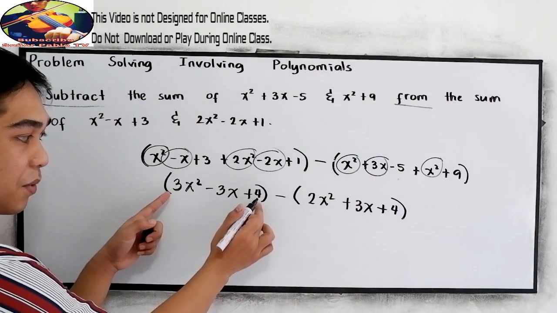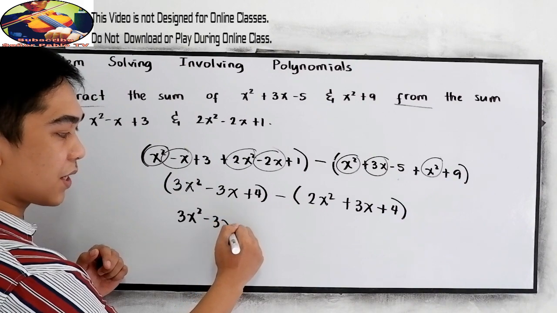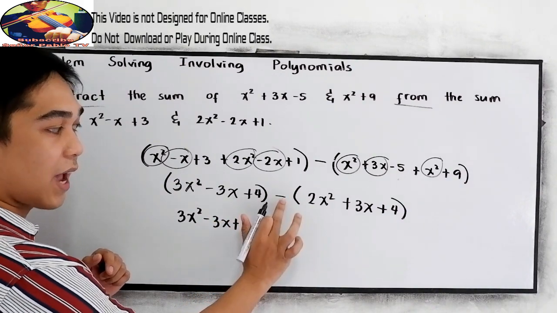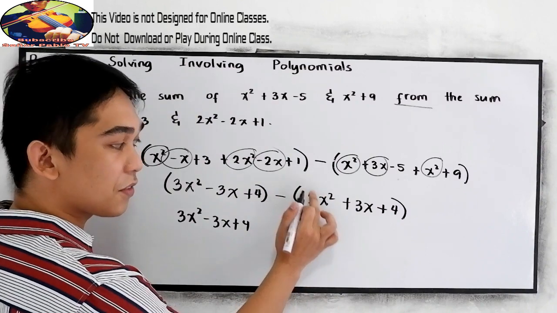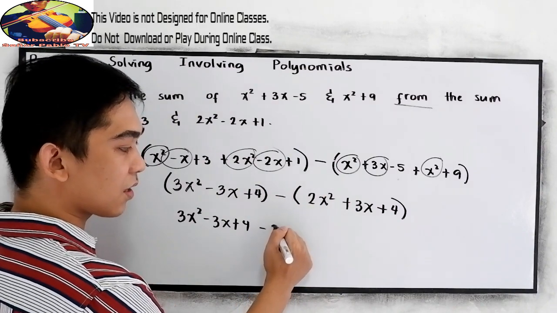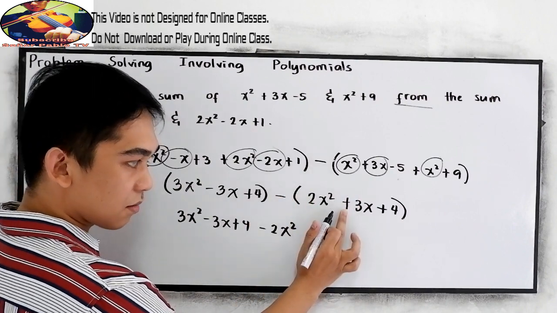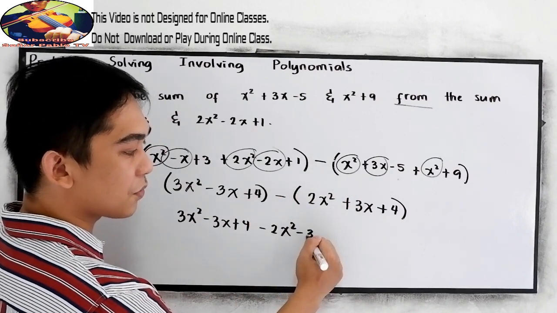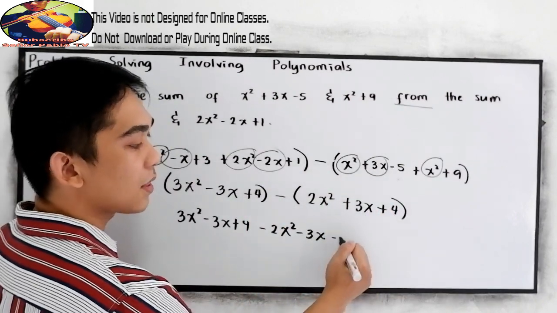Now we can remove the parentheses. 3x squared minus 3x plus 4. And in this case, we need to distribute the negative. So negative times positive, that is negative 2x squared. Negative times positive, negative 3x. And negative times positive 4, negative 4.